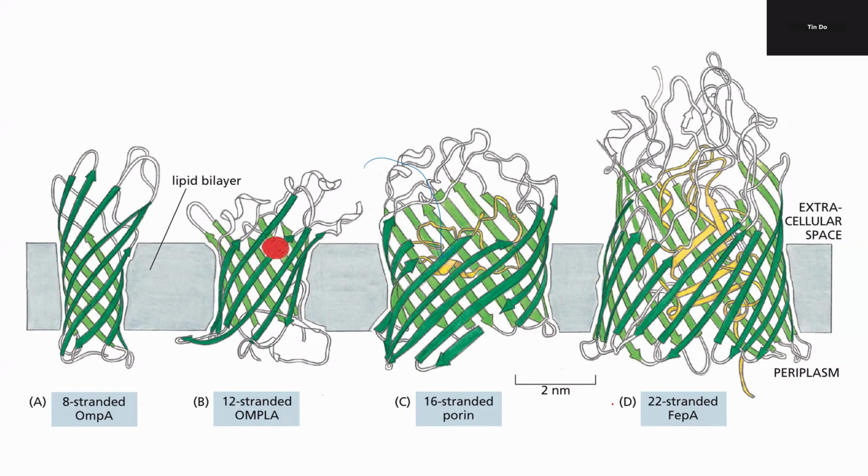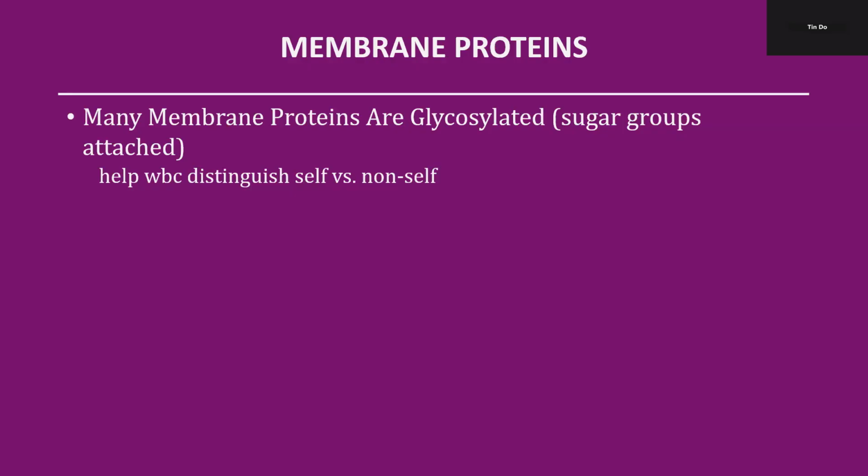Okay, but take a look at how many beta sheets you need to create a beta barrel. You need a minimum of at least 10. Versus alpha helix, you just need 4 or 5. So, okay.